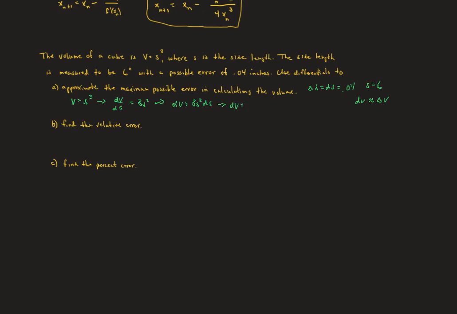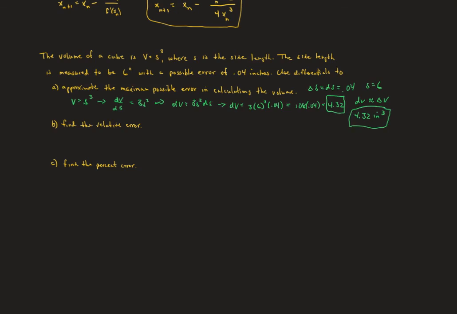We can now plug in the numbers we know, so it's 3 times 6 squared times the ds we're going to call 0.04. So 6 squared is 36. 36 times 3 is 108. 108 times the 0.04, if I use my calculator, is 4.32. So that is our approximation to the error in computing the volume. And so let's give units with that. So that's going to be 4.32. Since it's a volume measure, that's going to be in cubic inches.